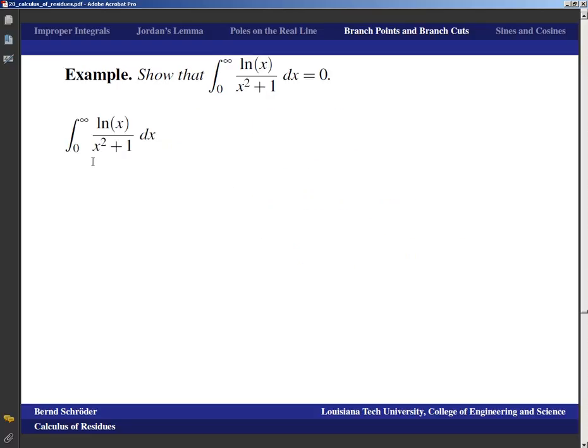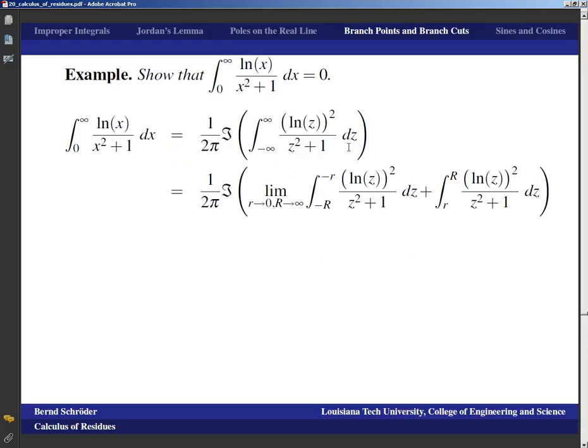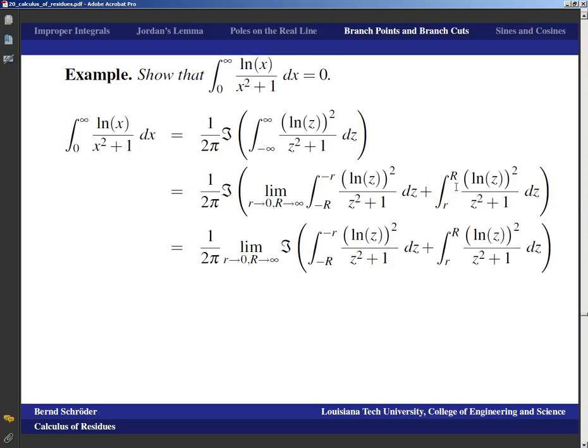And now we have that this integral is 1 over 2 pi times the imaginary part of the integral from negative infinity to infinity of (ln z) squared over z squared plus 1 dz, which is 1 over 2 pi times the limit as lowercase r goes to 0 and uppercase R goes to infinity of the integral from negative R to r plus the integral from lowercase r to capital R.